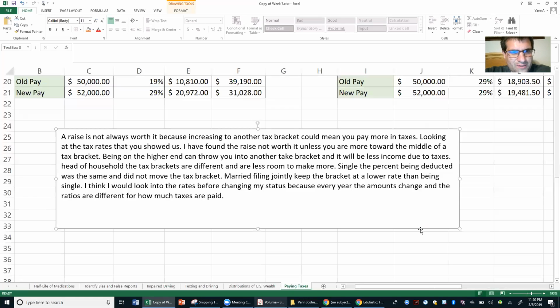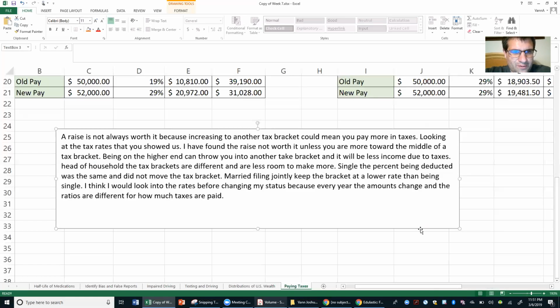Head of household tax brackets are different and there is less room to make more. Single, the percent being deducted was the same and did not move the tax bracket. Married filing jointly, the tax bracket is lower, or kept the bracket at a lower rate than single.